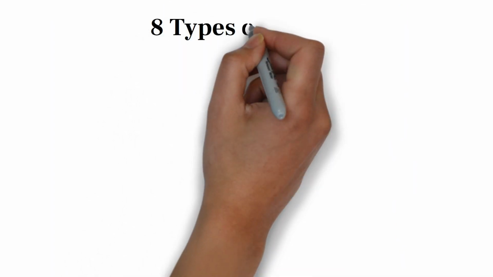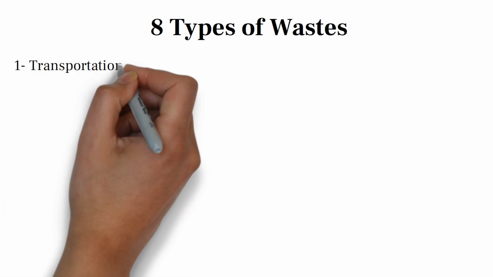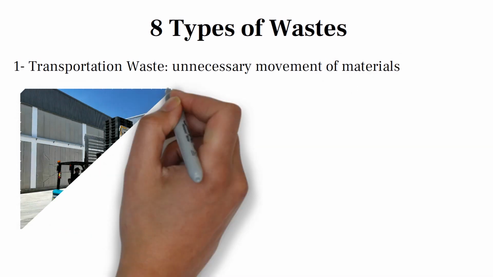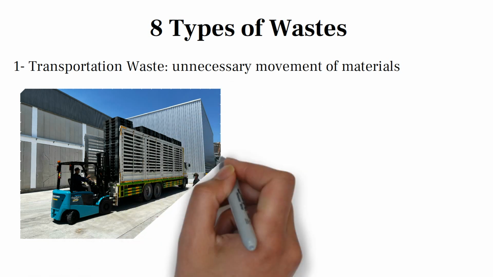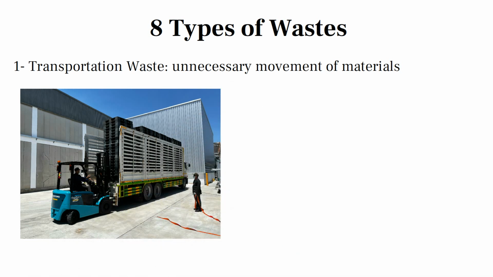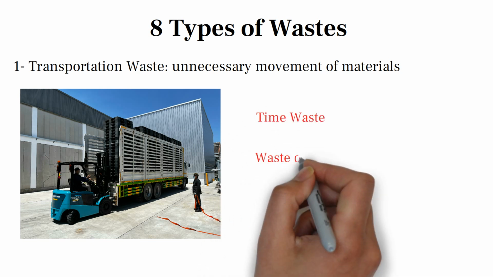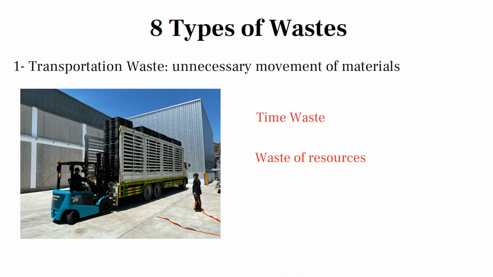Now let's delve into the 8 types of waste that lean focuses on identifying and eliminating. First is transportation waste. This involves unnecessary movement of materials or things within the process. In a manufacturing plant, imagine workers constantly moving materials from one end of the factory to the other end, wasting time and resources. This unnecessary transportation adds no value to the products but consumes a lot of valuable resources and time. That is called transportation waste.